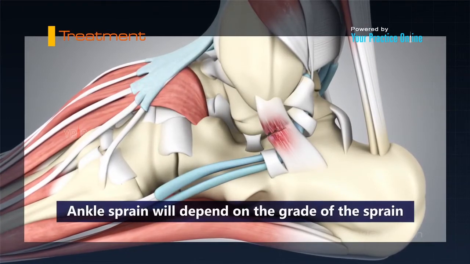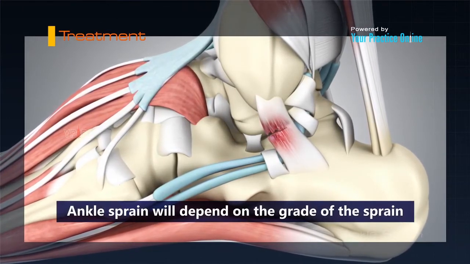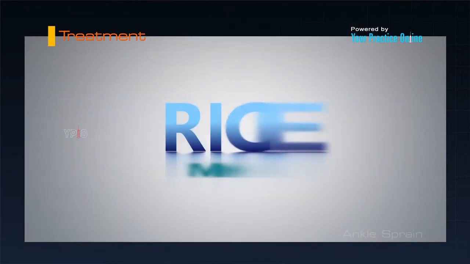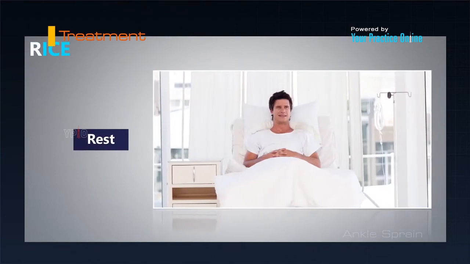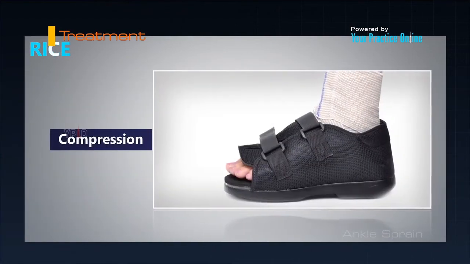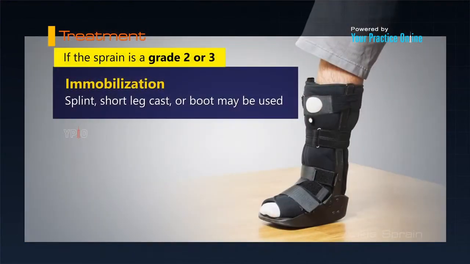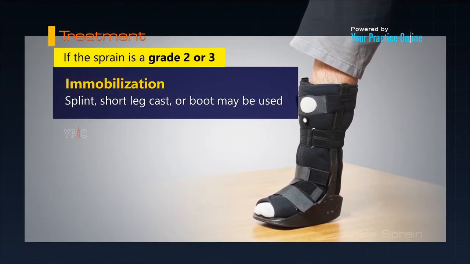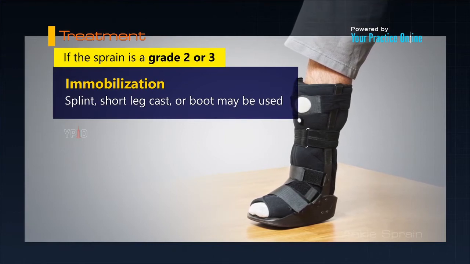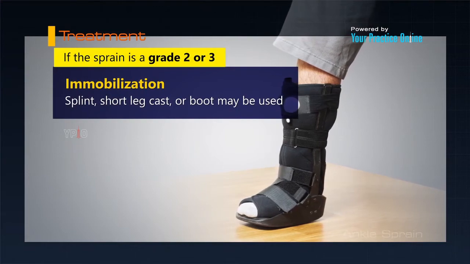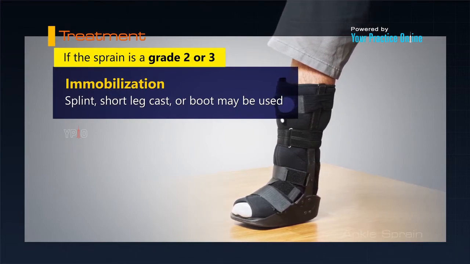Treatment. Treatment and healing time of an ankle sprain will depend on the grade of the sprain. All sprains will be treated with the RICE method: rest, ice, compression, and elevation. Your physician may also order the following treatment measures if the sprain is a grade 2 or 3. Immobilization. A splint, short leg cast, or boot may be used to immobilize the ankle and allow healing to take place with a grade 2 or 3 sprain.